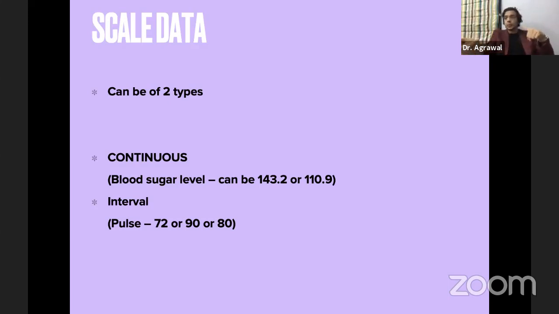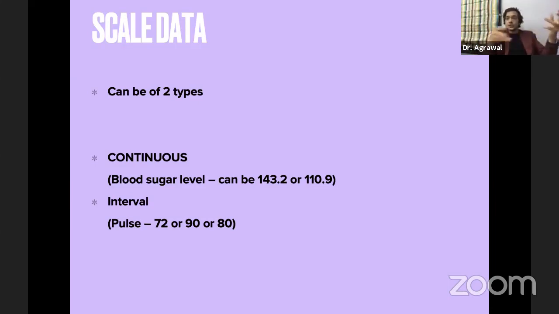Now you might say that it will be 0.1 in this case, but it can also be 143.23, right? So that's what continuous means. Now interval means something like age, right? Age can be only 34 or 35. Usually in your studies, you're going to include that.